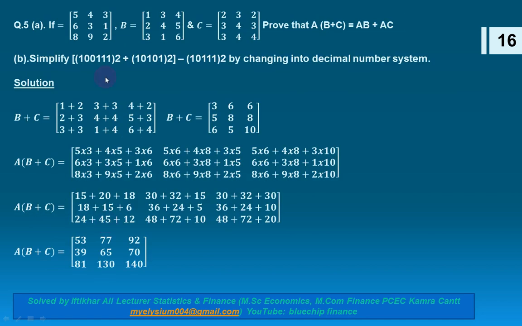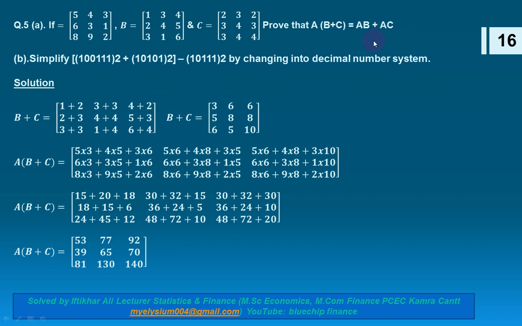Question number 5 is related to matrices. If A is equal to 5 4 3 6 3 1 8 9 2 and B equals 1 3 4 2 4 5 and 3 1 6 and C equals 2 3 2 3 4 3 and 3 4 4, prove that A multiplied by B plus C equals AB plus AC.